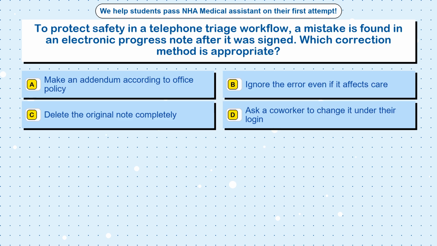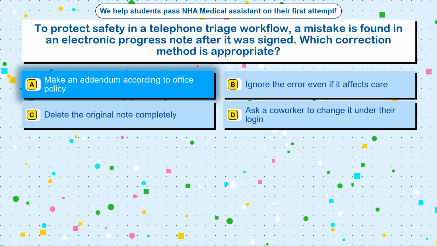Question 14. Which instruction supports proper crutch safety teaching? Option A, use the crutches only on wet floors. Option B, hold crutches far from the body. Option C, keep weight on the hands, not the armpits. Option D, rest body weight on the armpits.